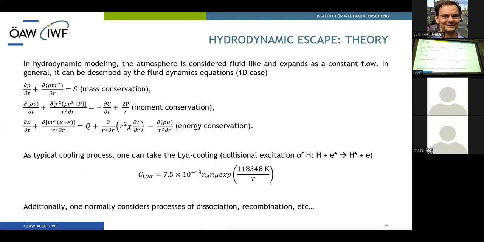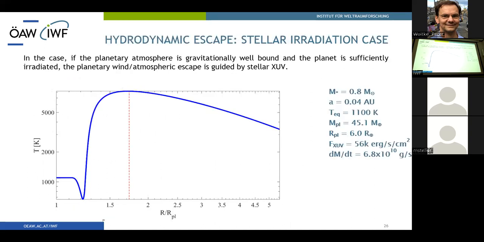In reality, there are many more cooling and heating processes. Essentially, it is any chemical reaction which goes with using or releasing some excess energy. And specific reactions depend on a specific model. So I will start discussing the hydrodynamic escape from the very classic case of the XUV-driven outflow.